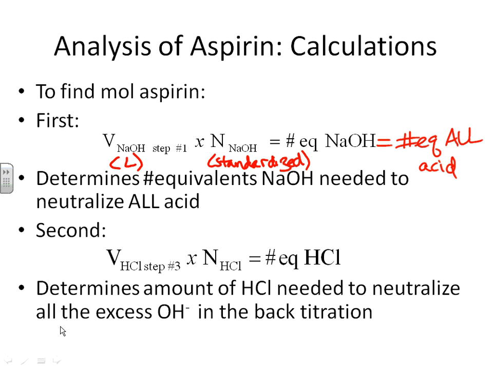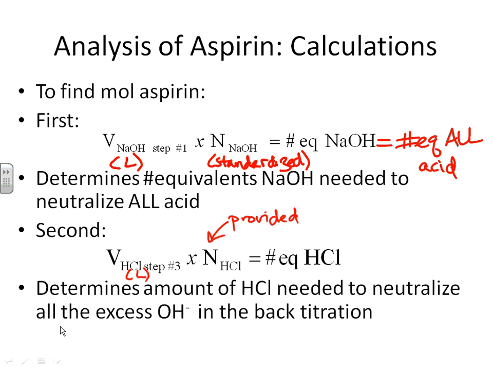Now we're going to look at the amount of hydrochloric acid that we added. We're going to do the same thing. We're going to say in the back titration, which is step number 3, I labeled it, it correlates with the previous slide, or I think two slides ago, we're going to take the volume of hydrochloric acid that we added in the back titration. Again, this is in liters. We're going to multiply it by the normality of the hydrochloric acid. Don't worry, this will be provided. You do not need to standardize the hydrochloric acid that you'll be using. I will tell you what the normality is.